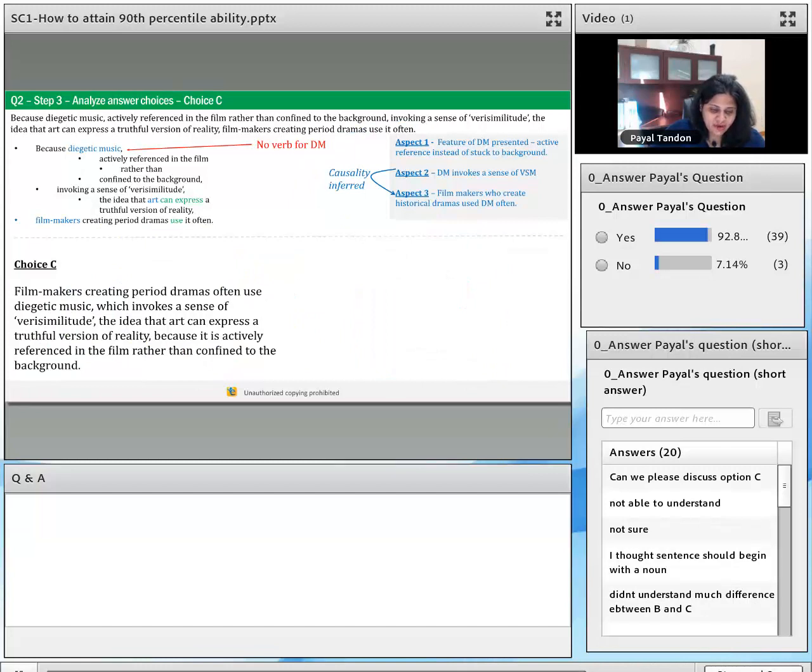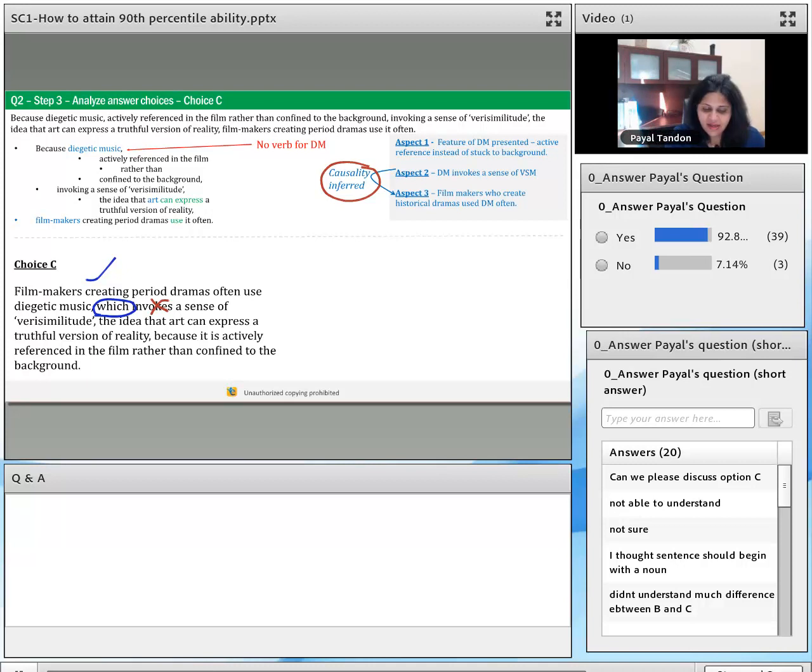Filmmakers creating period dramas often use diegetic music. Absolutely fine. Which invokes a sense of verisimilitude. This is kind of fine. I'm saying kind of fine because I know that this had to be the reason, but now this has been made as an additional information. So this is not actually fine. I know for sure it's not fine because this was the causality here, that it invokes a sense of verisimilitude, and that's why filmmakers use it.